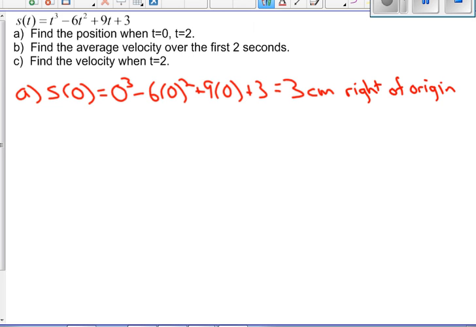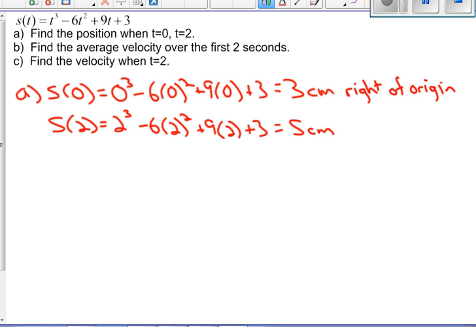Okay, s at 2, well, same thing here. 2 cubed minus 6 times 2 squared plus 9 times 2 plus 3. That's going to give us a position of 5 centimeters. And we're still talking to the right of the origin. Okay, part B. Find the average velocity over the first 2 seconds.